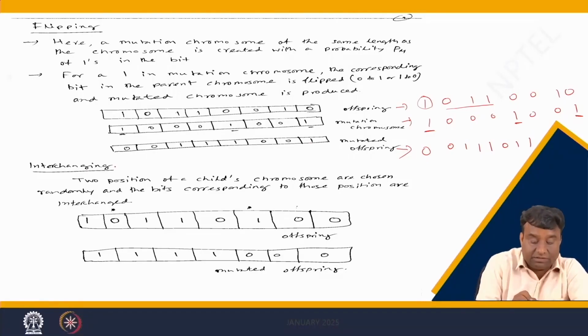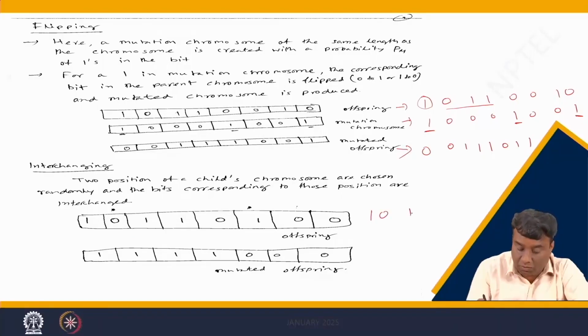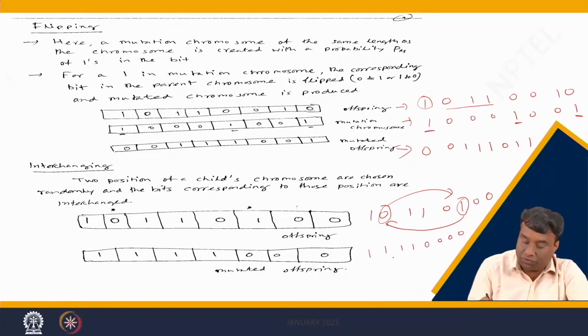Second is interchanging. Two positions of a child chromosome are chosen randomly and the bits corresponding to these positions are interchanged. Here one chromosome is 1 0 1 1 0 1 0 0. Choose the second bit from the most significant bit and this bit. Now they are interchanged. This position goes there, and this position goes there. So you will get 1, 1, 1, 1, then 0, 0, 0. So that is the mutated offspring.